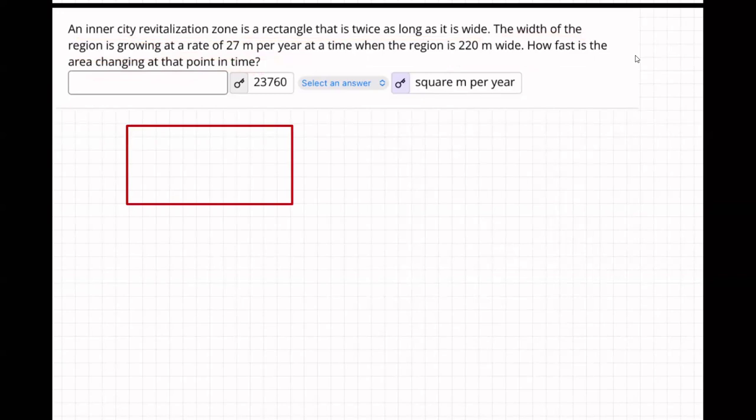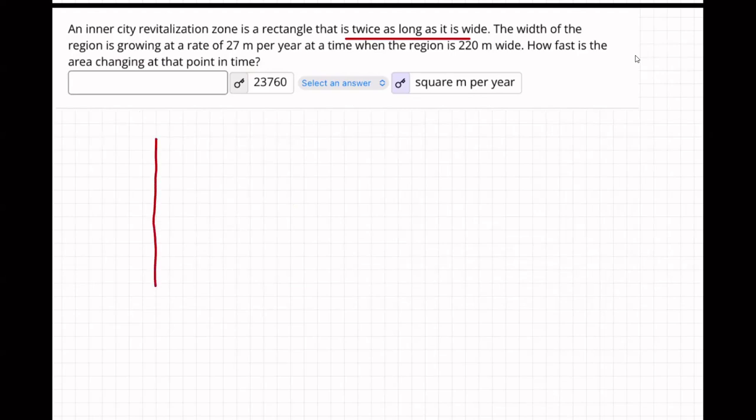Okay, so there's my rectangle. They're saying the width, so this is the width, and this is the length. And they're saying that it's twice as long as it's wide. Whoops. Let me try that again. Got that backwards. I better read the fine print a little bit better. So it's twice as long as it is wide. More like that, huh?